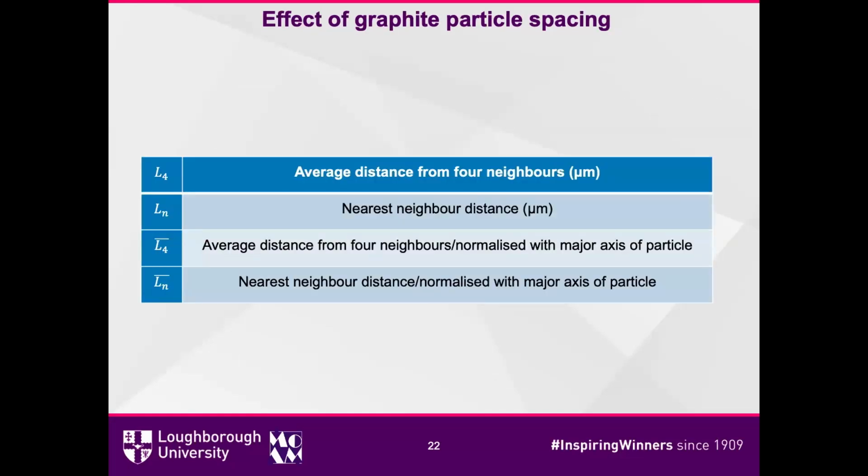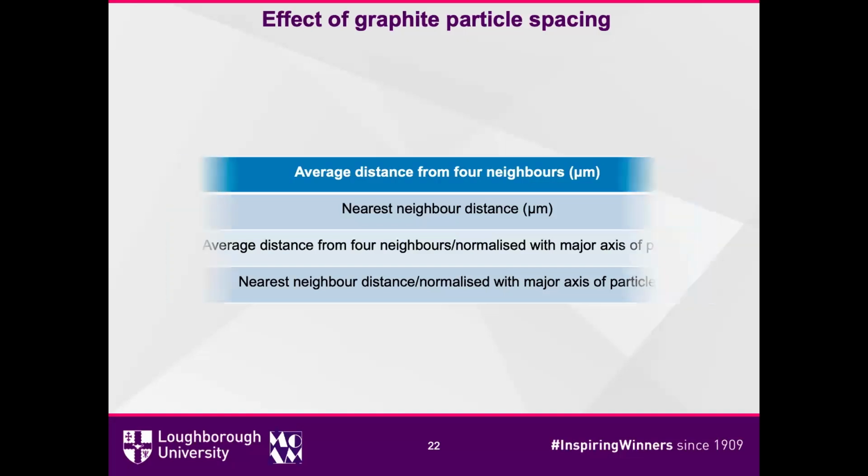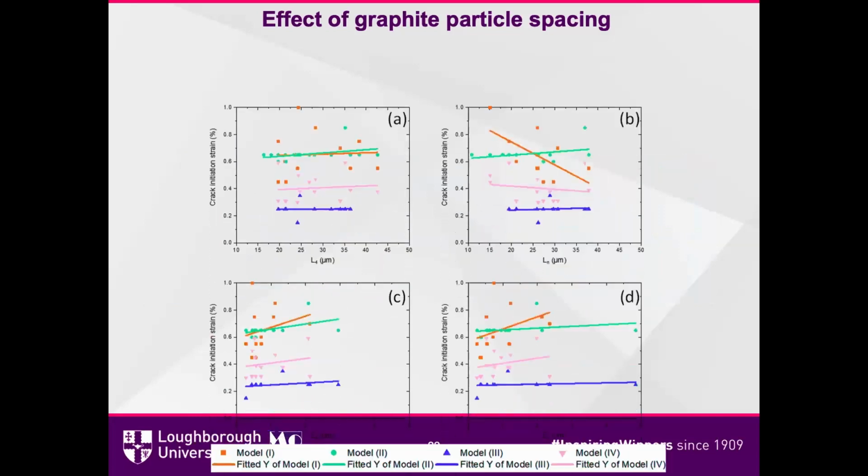And then after that, we discussed the effect of graphite particle spacing. What this means is that because of the graphite particles, we can calculate the distance between each particle. L4 is the average distance for the 4 neighbors, and Ln means the nearest neighbor distance. And the third and fourth variable parameters are the normalized parameters here, after we consider the size effect.